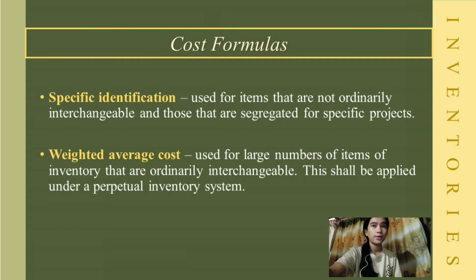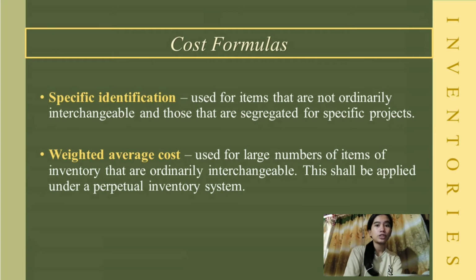Specific identification, as the name suggests, is used for items that are unique and those that are segregated for specific projects, while weighted average cost, on the other hand, is used for large numbers of items of inventory that are ordinarily interchangeable. Under the specific identification method, specific costs are attributed to identified items of inventory. Accordingly, cost of sales represents the actual cost of the specific item sold, while ending inventory represents the actual cost of the specific items on hand.